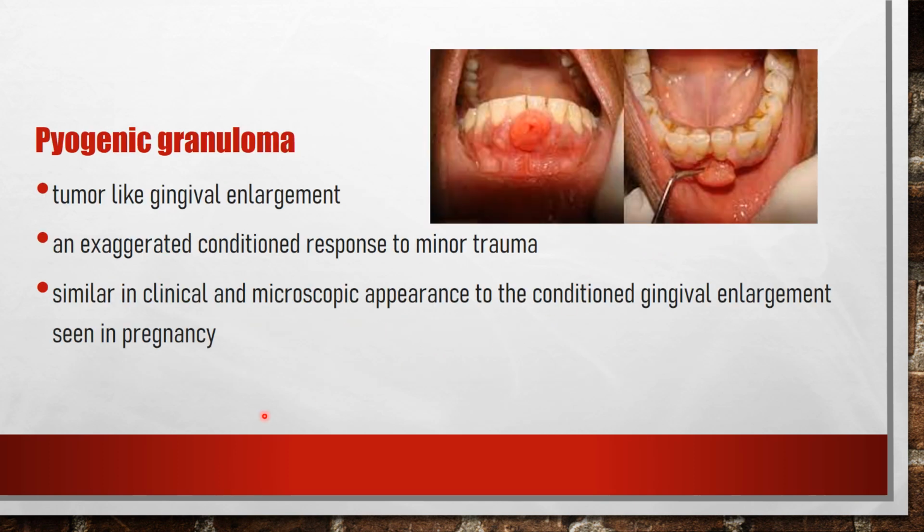Then coming to the pyogenic granuloma, you can see the tumor-like gingival enlargement. This mostly occurs as an unconditioned gingival enlargement. It is usually an exaggerated response to minor trauma. You can see this pyogenic granuloma. It is easily detachable. It is similar in clinical and microscopic appearance to the conditioned gingival enlargement, that is pregnancy tumors. This is the same feature as that of the pregnancy tumor. So that is pyogenic granuloma.